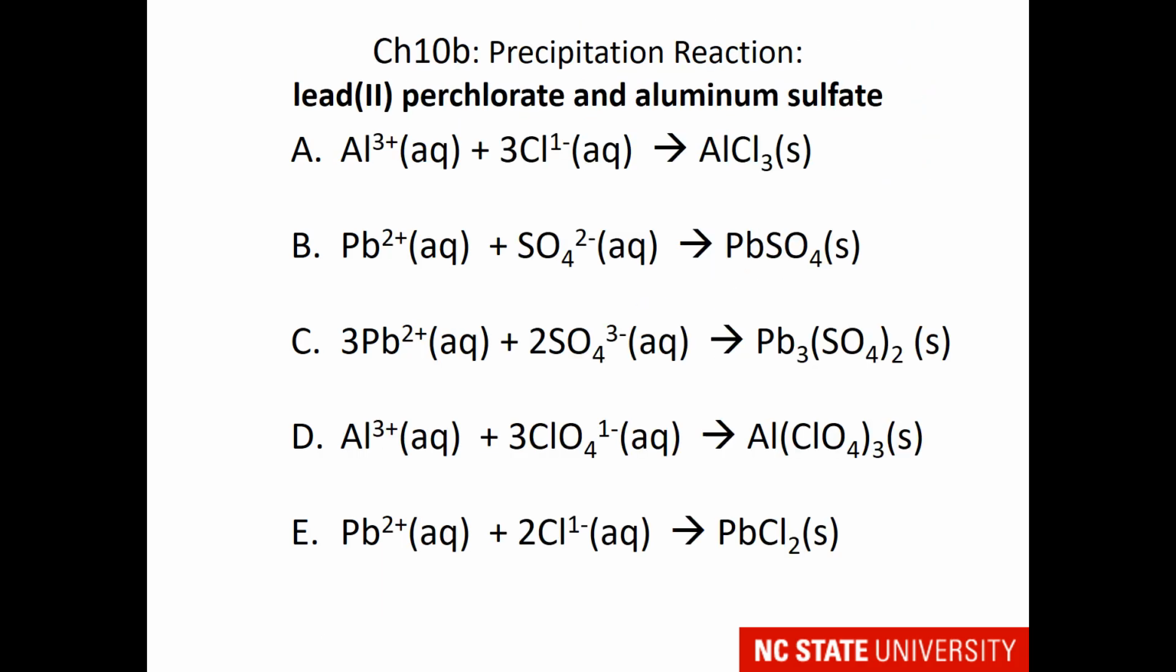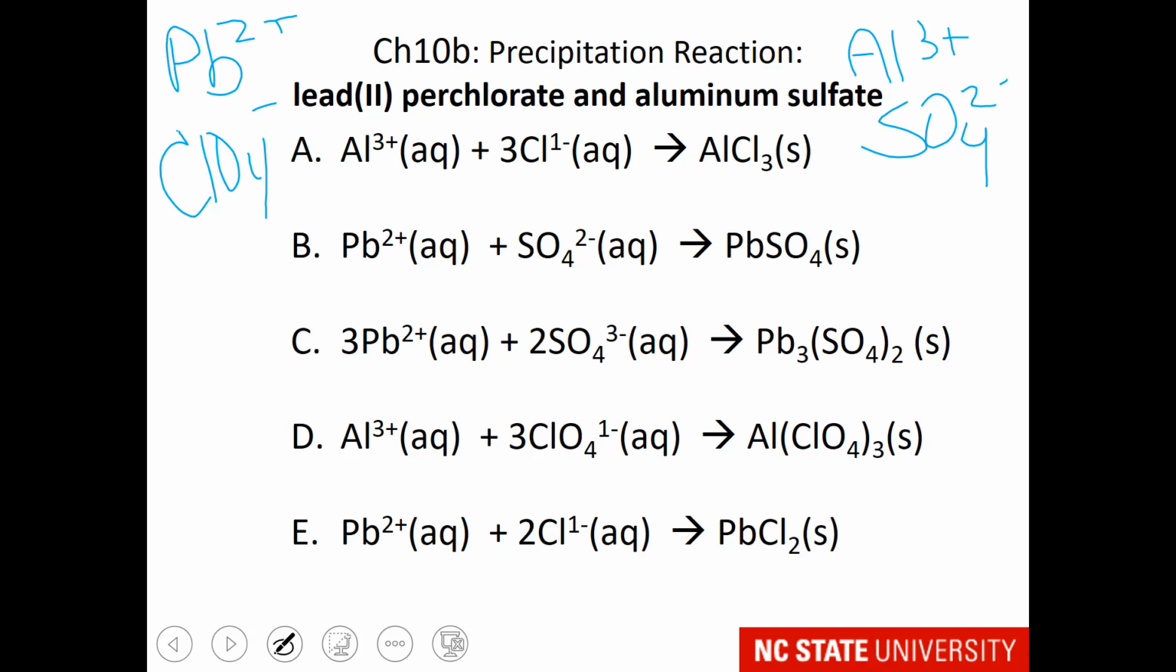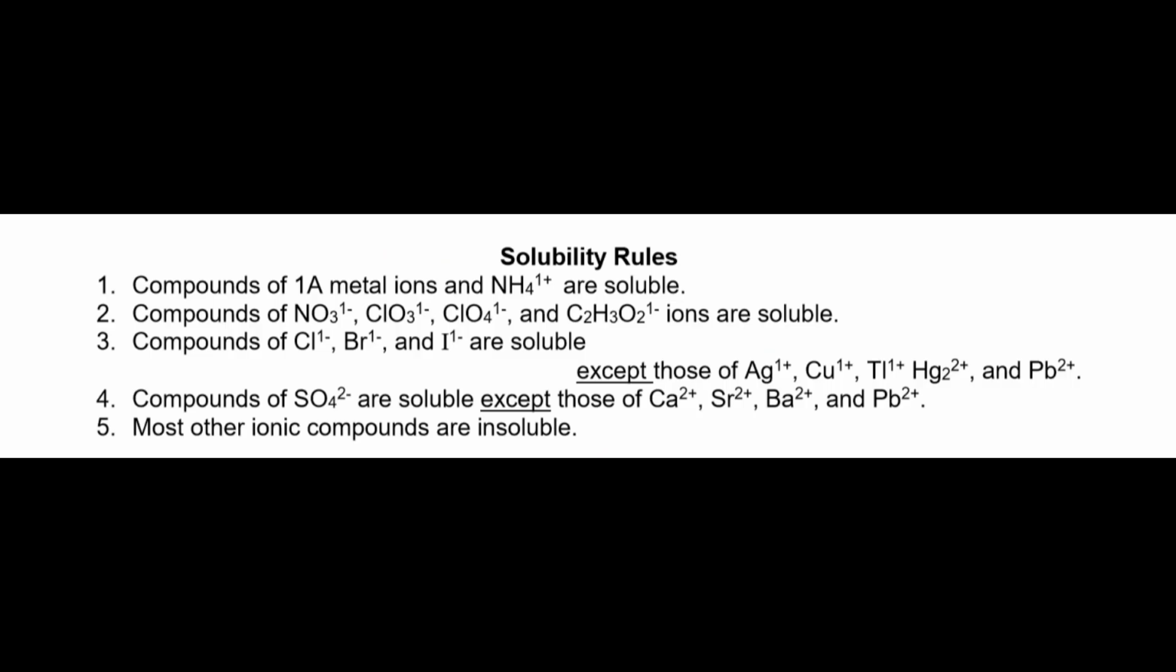Hopefully, a precipitation reaction will be fresh for you, since these just occurred on test 4. You're being asked about lead 2 perchlorate and aluminium sulfate, mixing those solutions together. So we need to think about lead 2 with sulfate and perchlorate with aluminium. And just so you don't have to dig through your notes, let me show you the solubility rules. So I trust you notice that perchlorate is in rule 2 and soluble with most things, but rule 4 with sulfate might be of interest to you.